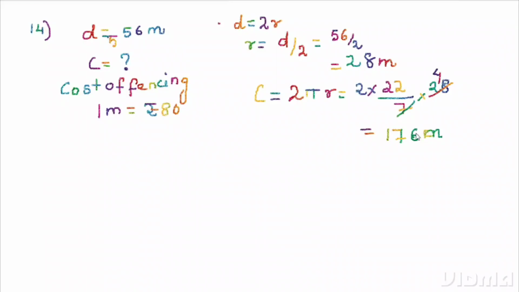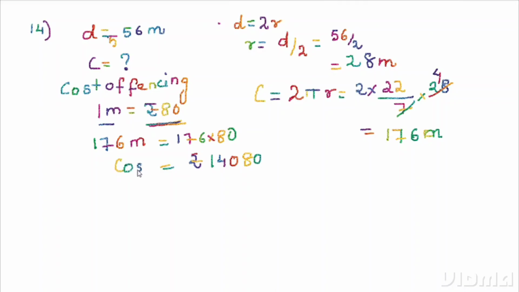Now you also have to find the cost of fencing. For 1 meter the cost is rupees 80. Now for 176 meter, what will it be? It is going to be 176 multiplied by 80. So when I do this, I will get the answer as 14080. So this is the cost of fencing the complete field. So this is the 14th question.